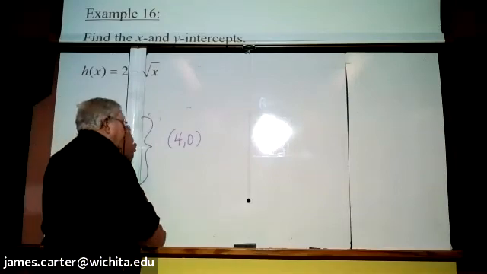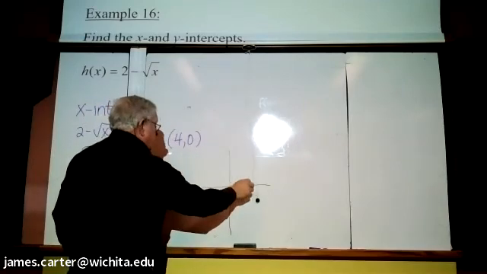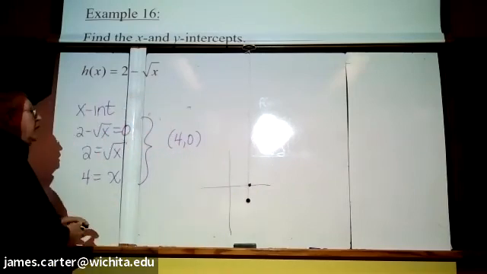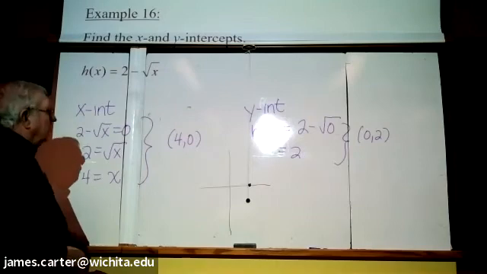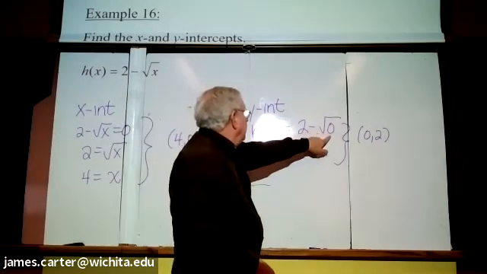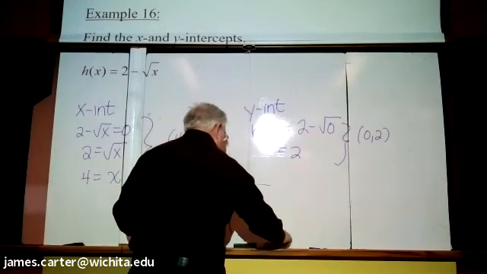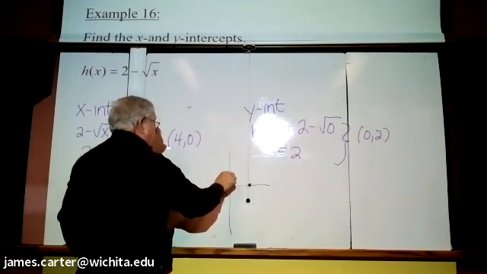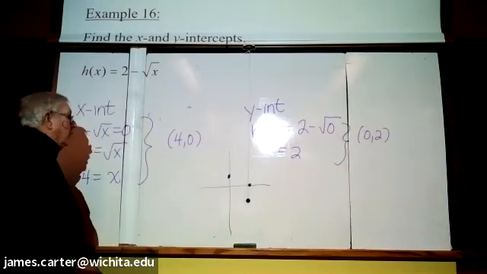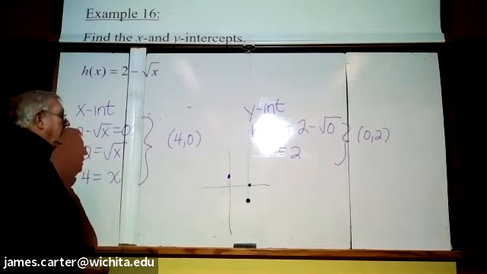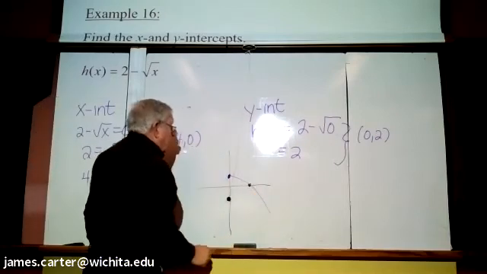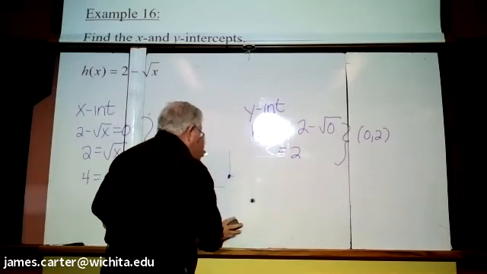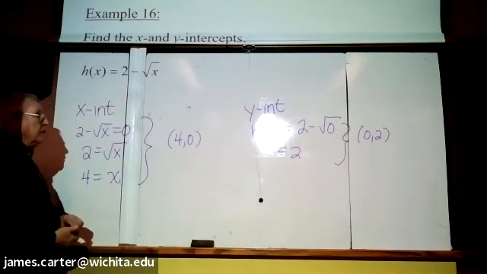Okay, the graph of that, x equals 4, 4, 0. There's the x-intercept. Now, the y-intercept, we replace x with 0, we solve it, and we get 2. So the y value is 2, like this. Okay? Now, what is this graph going to do? This graph is going to go like that. And we'll talk more about how and why and things like that a little bit later. That's not today's lesson.